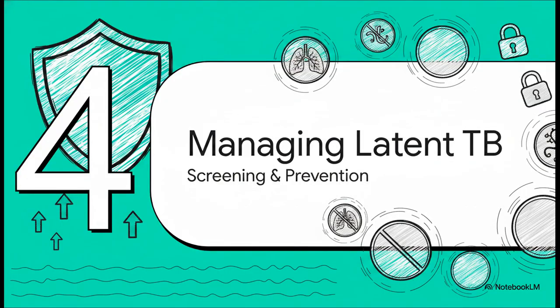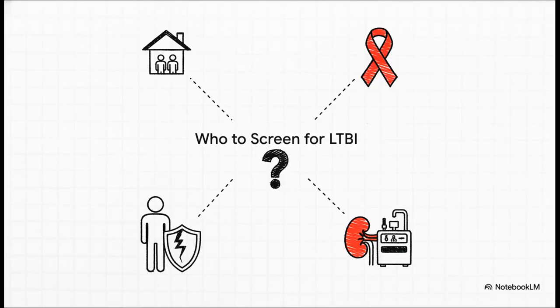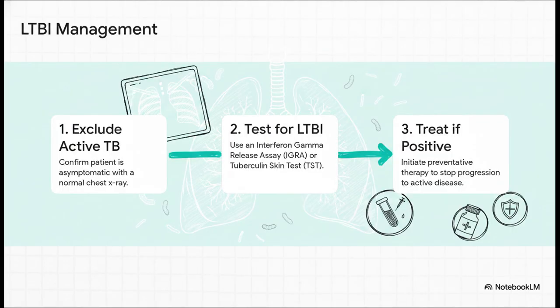Okay, let's switch gears completely. What about latent TB? Remember that huge number, 1.7 billion? This part is all about prevention, making sure those people never get sick with active disease. So who should you be screening? Obviously, you can't test everybody. The guidelines point us straight to the highest risk groups. We're talking about household contacts of active cases, people living with HIV, and basically any patient whose immune system is compromised for any reason.